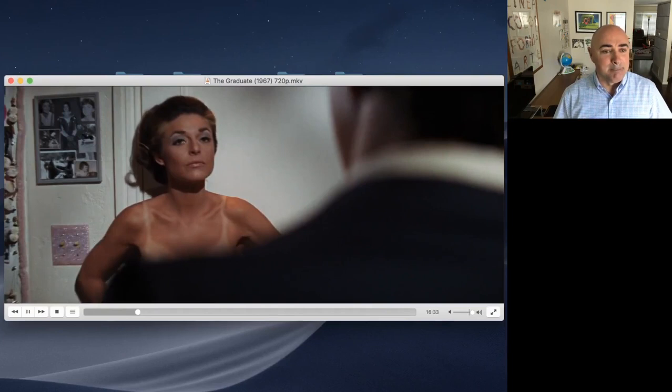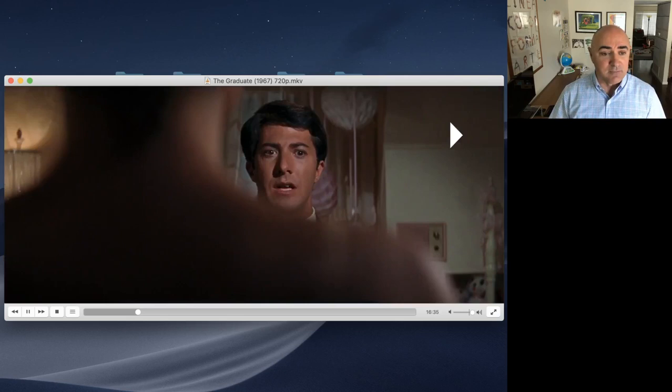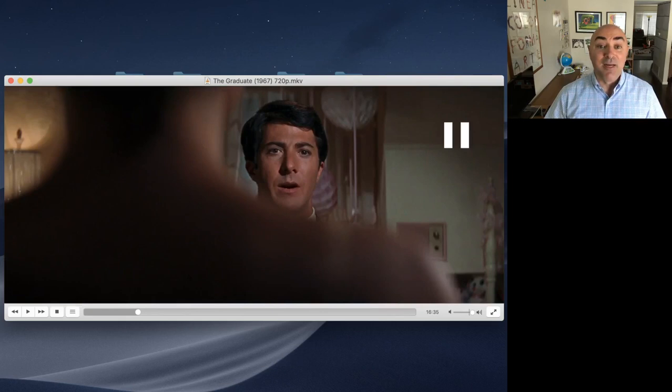So we see her in an over-the-shoulder, an important term. We see her over his shoulder, important because it blocks her breasts. Now look here, though. In the reverse, this over-the-shoulder, we see more of her here than we see of him there.